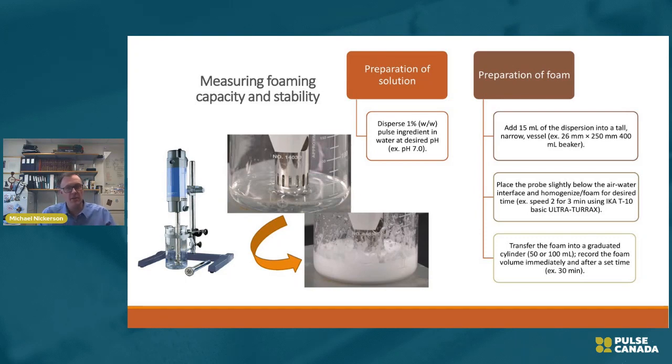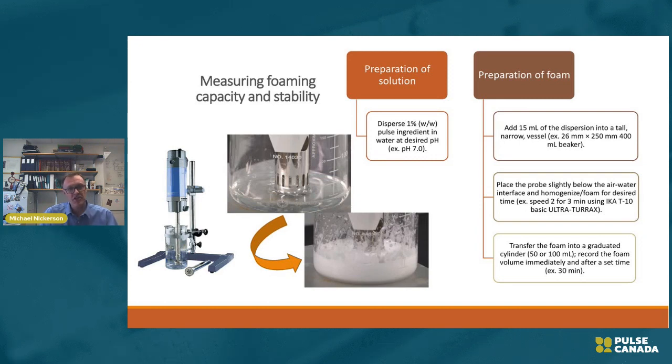So we then take 15 mils of that dispersion and put it in a narrow vessel. So it's just a beaker. And we control the size of the beaker, because that's when we put the probe in, a certain amount of foam is generated in that volume. So if we chose a different beaker, we could get different shearing mechanisms happening inside that liquid. So then we put the homogenizer probe just below the interface of the gas and water, and we find that's the greatest impact, because that's where we want the proteins to align at that interface. They help stabilize the air bubbles once they form.